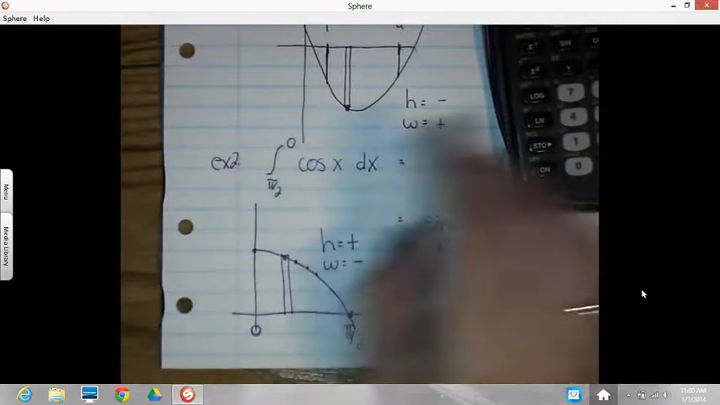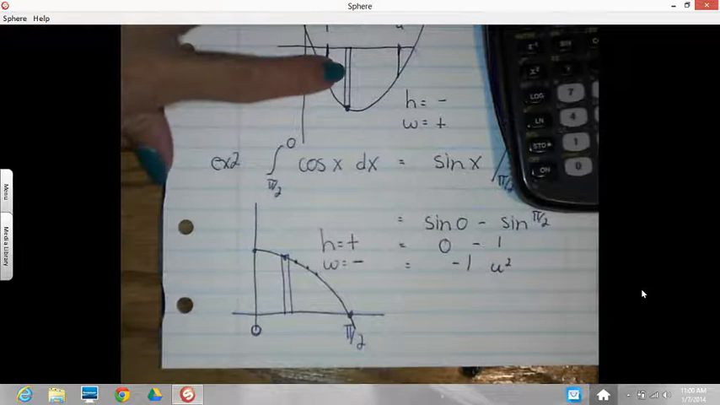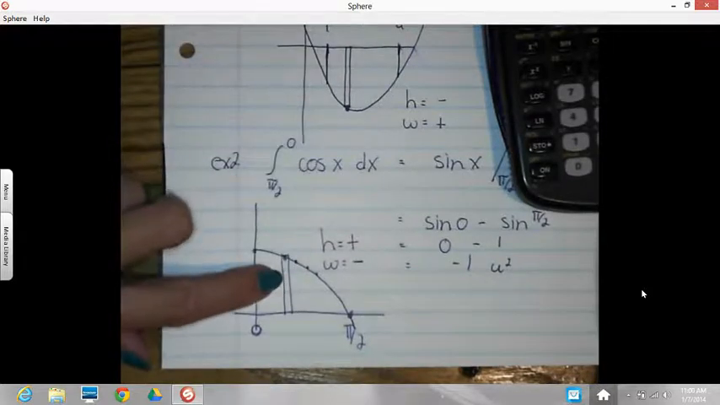Okay, there's 2. So here we had a negative height with a positive width. Here we have a positive height with a negative width.